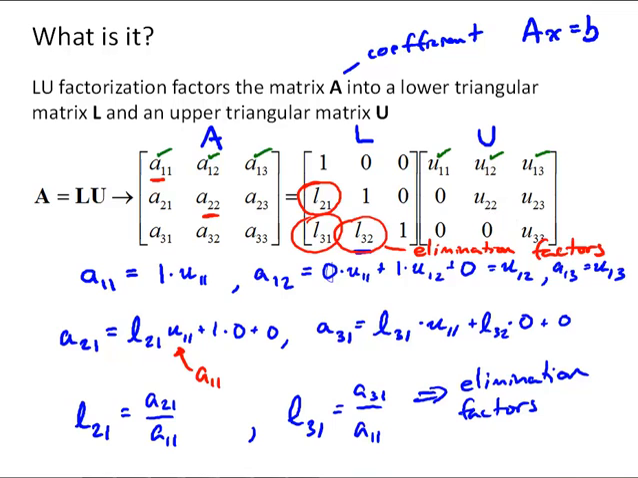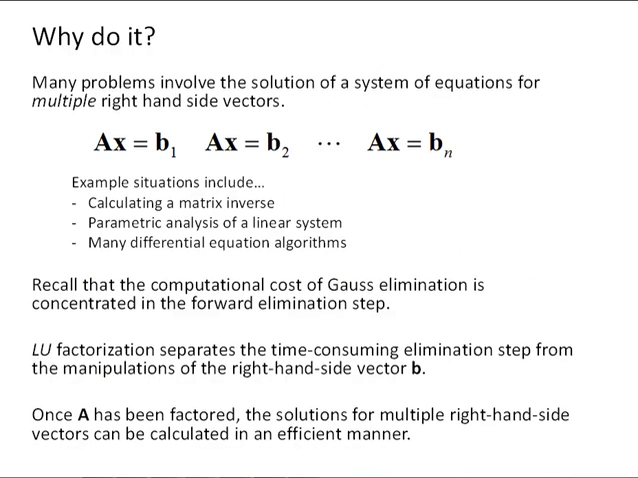Before we get into how to do this and do an example with numbers, let's talk about why we do it. Many problems in engineering and numerical methods involve the solution of a system of equations for multiple right-hand side vectors. This is a case where we might have the same coefficient matrix, but have the system AX equals some B1, AX equals some B2, all the way to some n different right-hand side vectors.